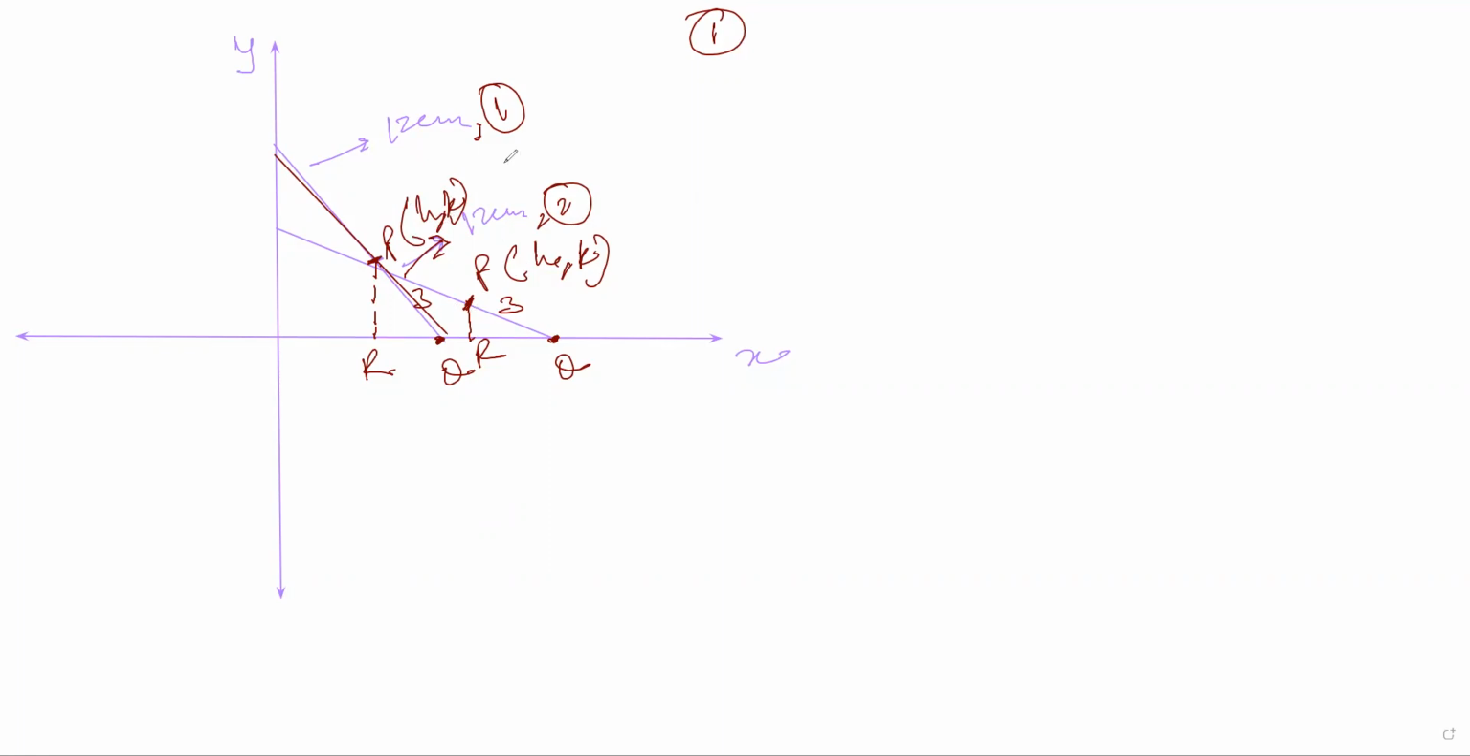Whenever there is a locus question, you should start the question from here. In the first scenario, if this point is h, k, can you tell me the length of PR? What is the length of PR in the first scenario? This length. PR length would be k, no? From the coordinate axis, the length of PR is equal to the y coordinate. So PR would be k.